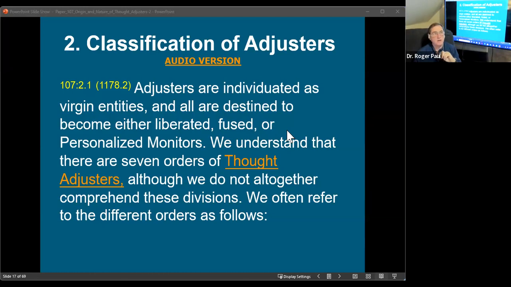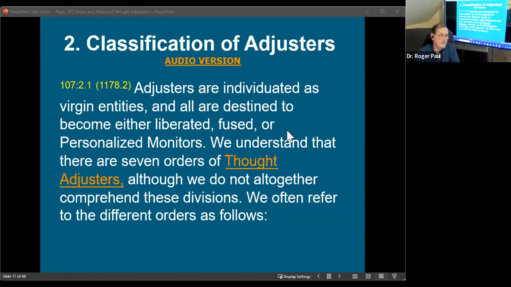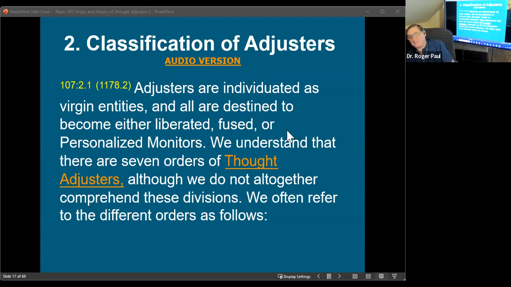So tonight we are going to continue. Sorry. We're going to continue on the study of the thought adjusters, paper 107. We're in section 2, classification of adjusters, in the original book.